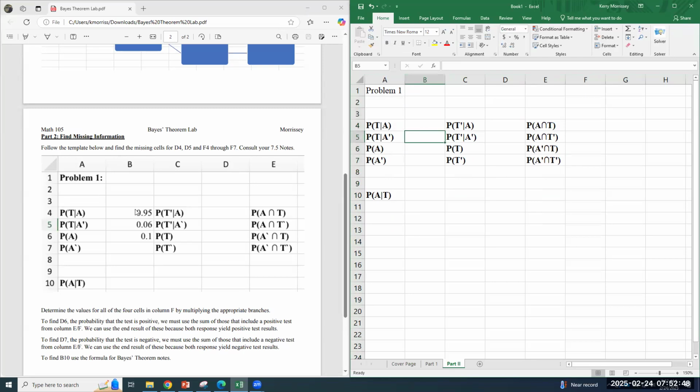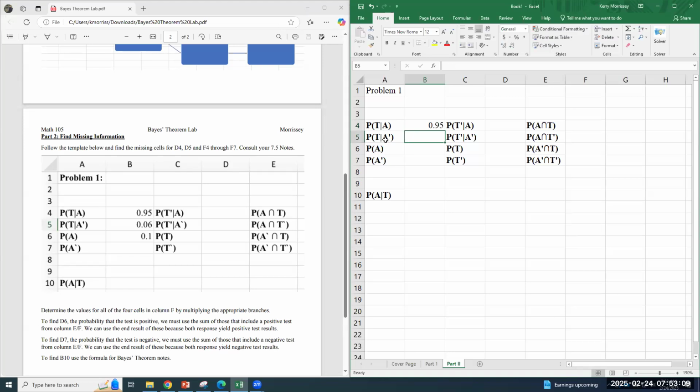So it says follow the template. So they've already placed these values in for us. So that was really nice just from the context before. So in this cell B4, we have 95%. That is, somebody has been taking steroids and therefore got tested positive. So they got caught in a sense.